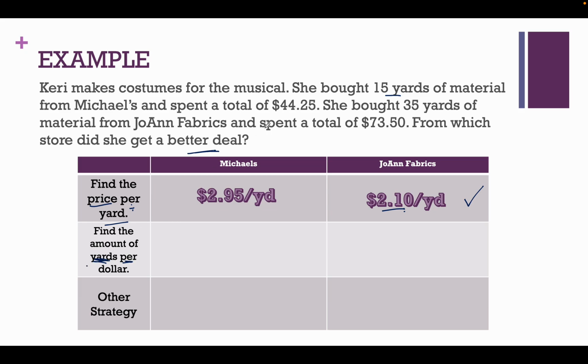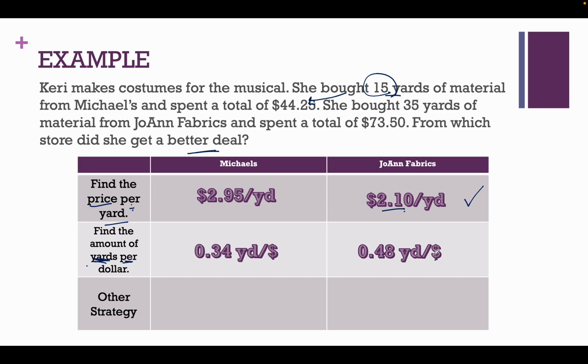The other option is to find the amount of yards that you get per $1. To do that, you're going to take the numbers and divide them in the opposite direction. So 15 divided by 44.25 gives you approximately 0.34 yards of fabric for $1. That's not saying that you're only going to spend $1, it's just saying that's how much you get for every dollar that you do spend. For Jo-Ann's, 35 divided by 73.50 gives you 0.48 yards for your dollar.